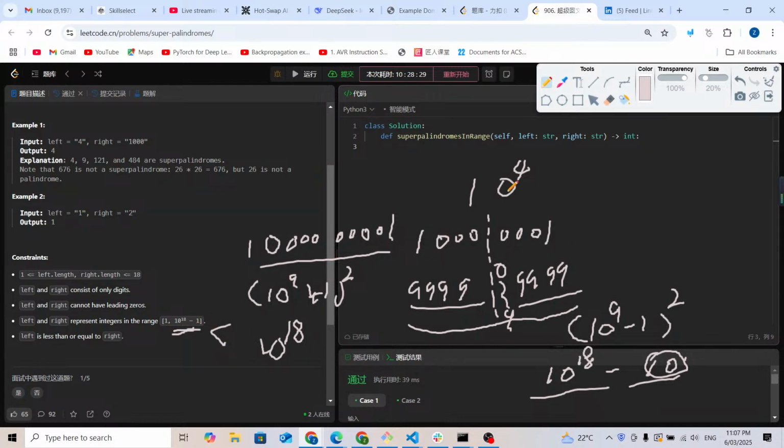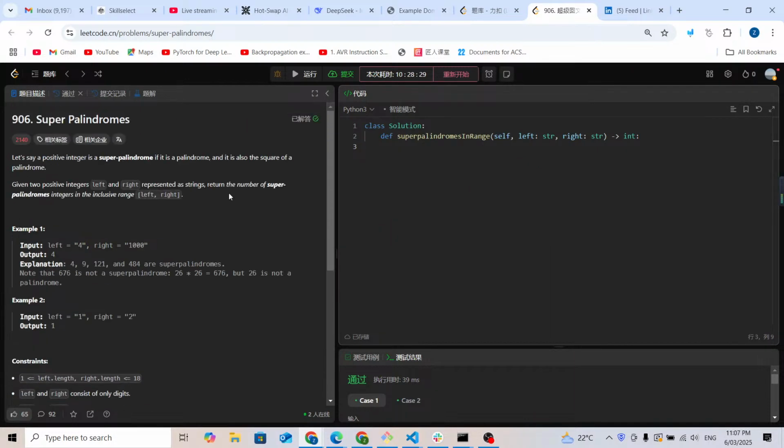So this means for our construction, we just need to have the maximum number just to be 10 to the power of 4. So this is enough. So we're going to construct the palindrome numbers like this one or this one. It can be even or it can be odd. And we're going to construct all the possible cases. And then we're going to check one by one. So if the square root of this number is in between left and right, we're going to count it. Yeah. So now the hard problem becomes an easy problem.